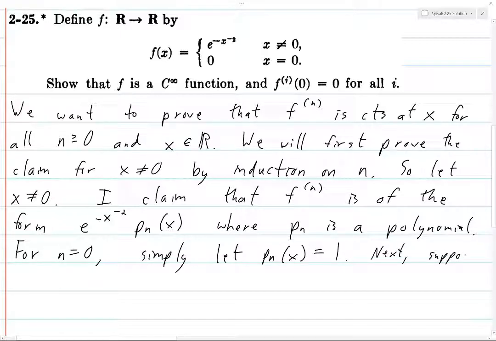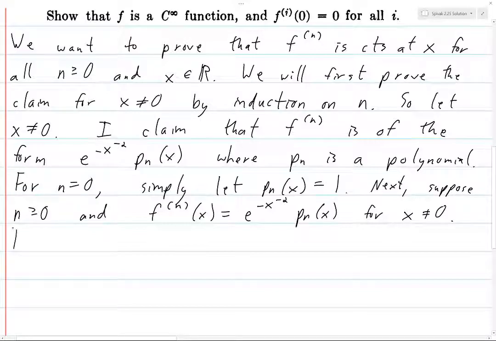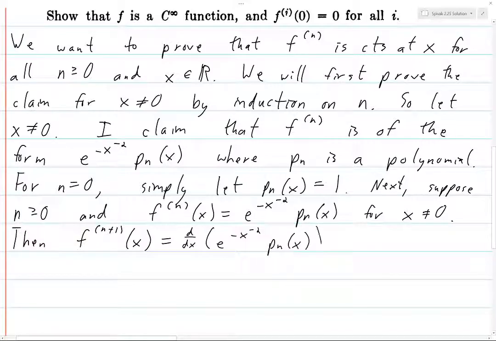Next, suppose n is greater than or equal to 0, and the nth derivative of f at x is equal to e to the minus x to the minus 2 times Pn of x for x not equal to 0. Then if we take the n plus first derivative of f and evaluate at x, which is not 0 again, this is going to be the derivative with respect to x of e to the minus x to the minus 2 times Pn of x. If we want to evaluate this derivative, we need to use the product rule. First we take e to the minus x to the minus 2 and multiply by Pn prime of x, the derivative of Pn with respect to x.